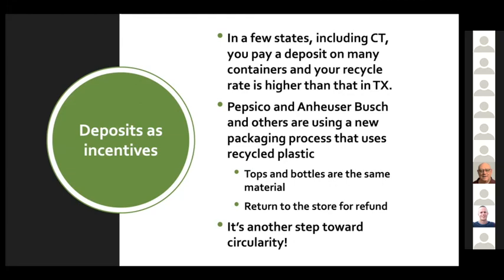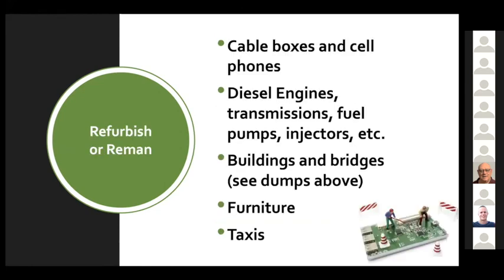PepsiCo and Anheuser-Busch have just announced in the last couple of months they're going to a whole new packaging process that uses recycled plastic, and the tops and the bottles are the same, so you don't have to send them separate directions. They can all go together, and you can return them to the stores for refunds. So it's another step towards circularity. These things are starting to come out. How do we make them work better and faster? You can refurbish or remanufacture.